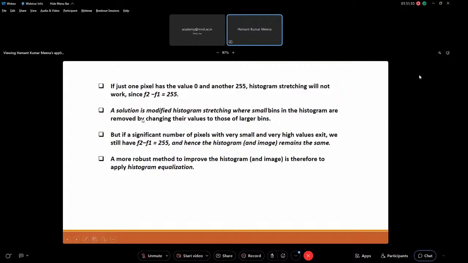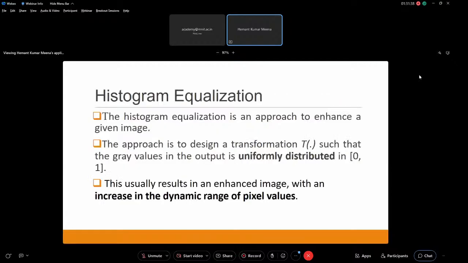What is the solution? In those cases, the solution is modified histogram stretch, where small bins in the histogram are removed by changing their values to those of larger bins. See, what does it mean? If a significant number of pixels with very small and very high values exist, we still have them, and hence the histogram image remains the same. So another method is basically histogram equalization, that we will see.